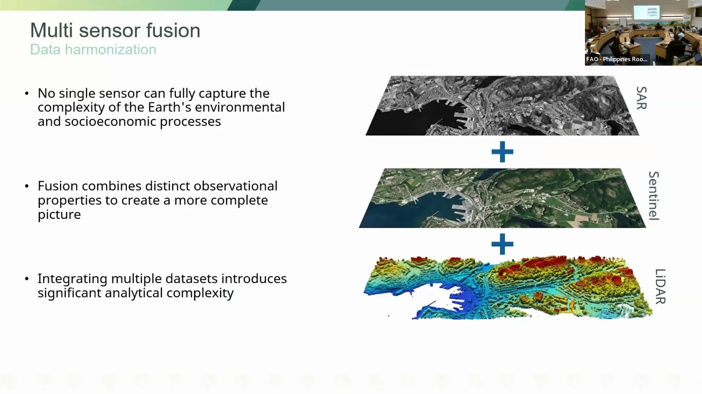Another thing that is part of data harmonization is the concept of multi-sensor fusion. It's the fact that no single sensor can get the complete vision of Earth. Combining these different kinds of data, optical, SAR, or LiDAR, together can give us a much better picture of what's happening on the ground, but these also come with a lot of complexity and considerations when we want to combine them. That is another thing that we go through in this chapter.